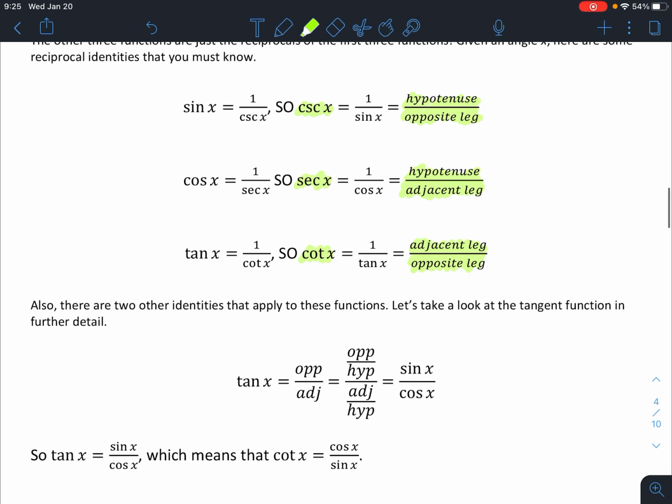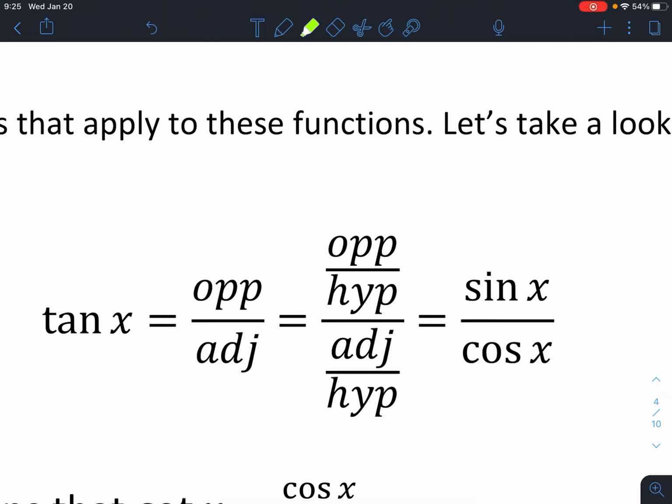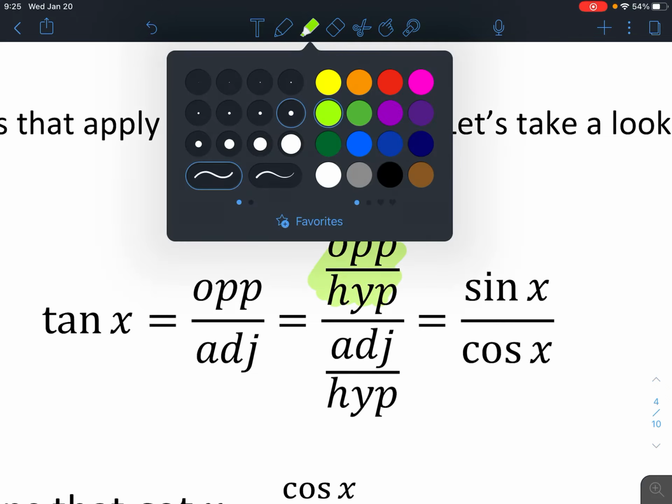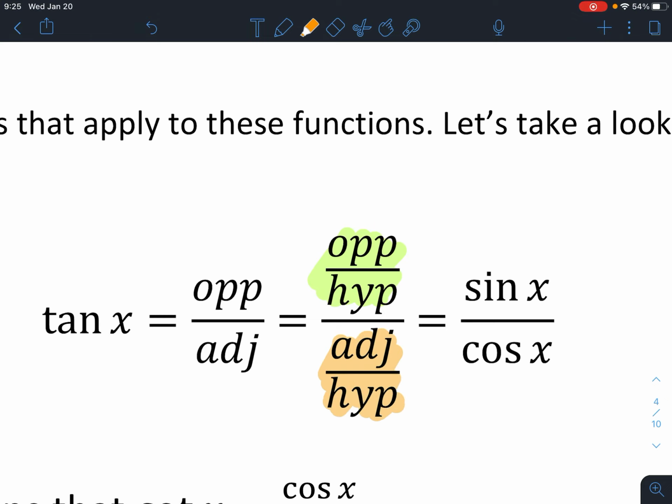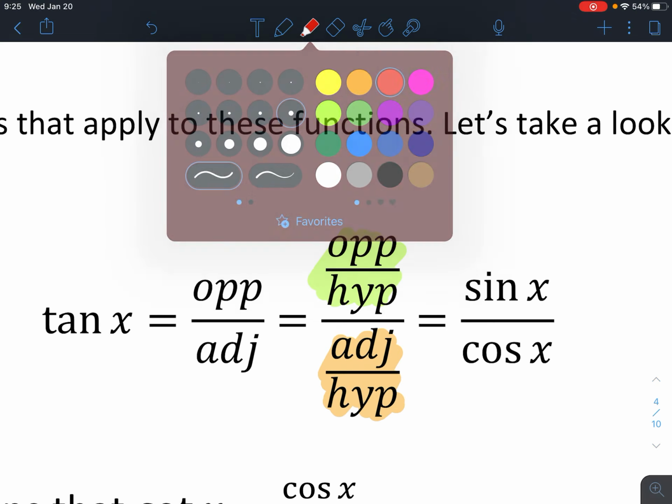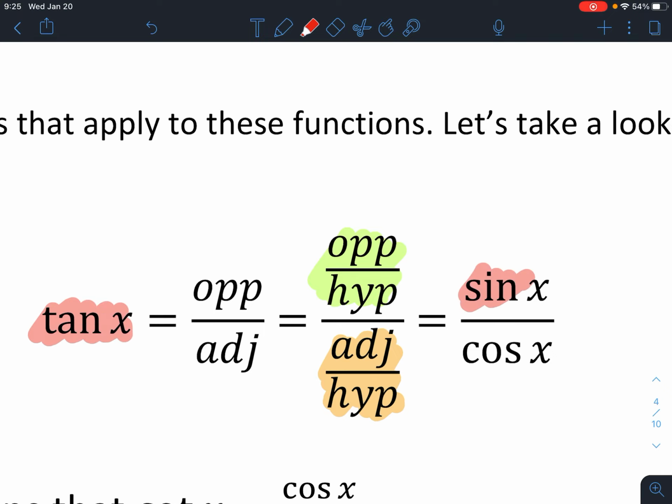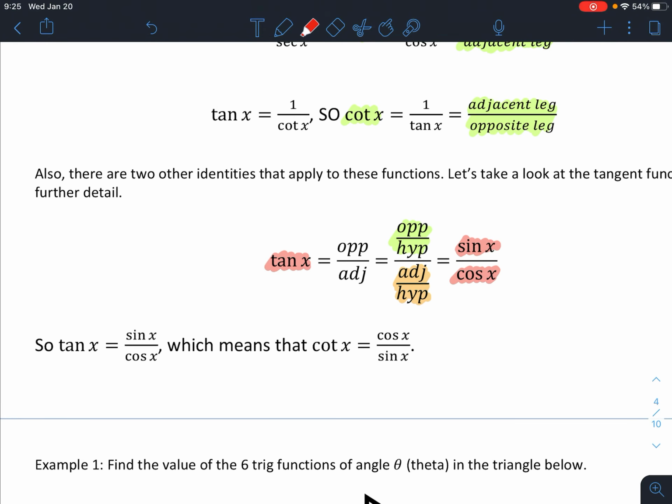There are two other identities that apply to these functions as well. Let's take a look at the tangent function in further detail. So tangent, we said earlier, is opposite leg over adjacent leg. Well, if we divide both numerator and denominator by hypotenuse, we would get opposite leg over hypotenuse divided by adjacent leg over hypotenuse. Opposite over hypotenuse is just the sine. Adjacent leg over hypotenuse is just the cosine. So we can actually say that the tangent is equal to the sine over the cosine. And since cotangent is the reciprocal of that, the cotangent would equal the cosine over the sine.